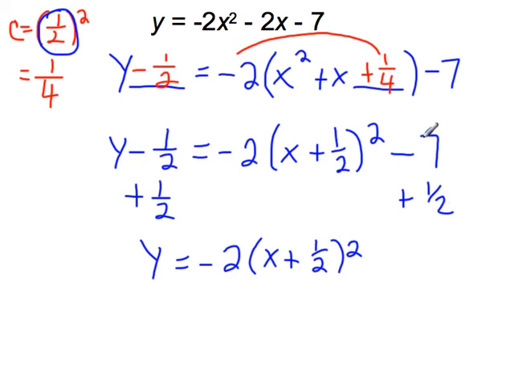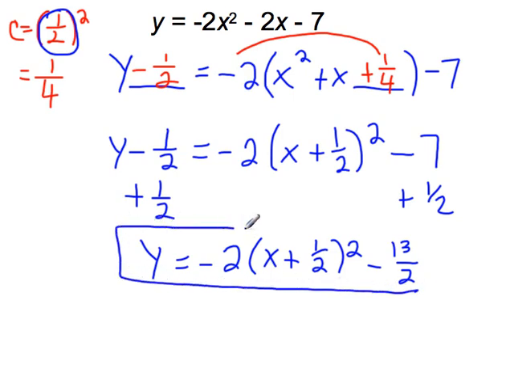-7 is the same thing as -14 halves. So this is going to be minus 13 halves outside. Okay? If you need to use your handy dandy calculator, type in -7 plus a half and then change it to a fraction, you'll get minus 13 halves. Okay? So that is written in vertex form.